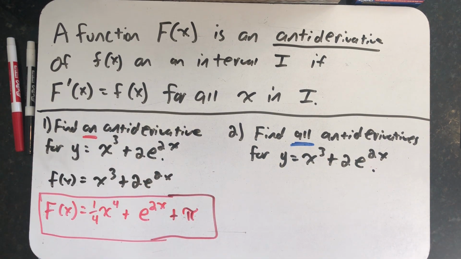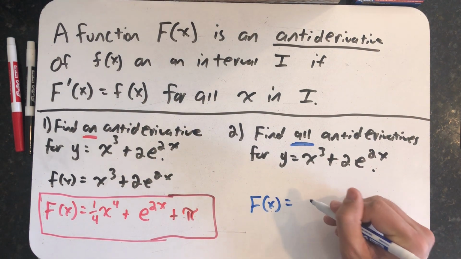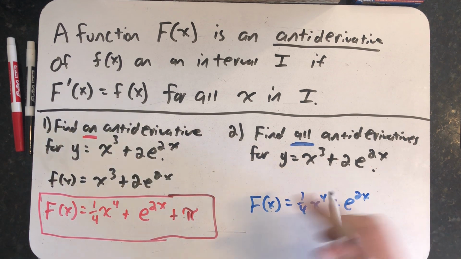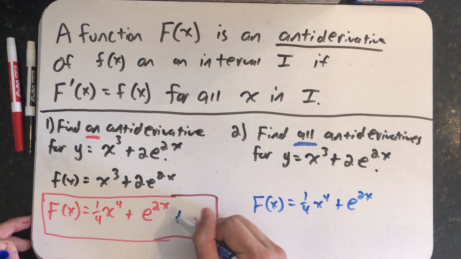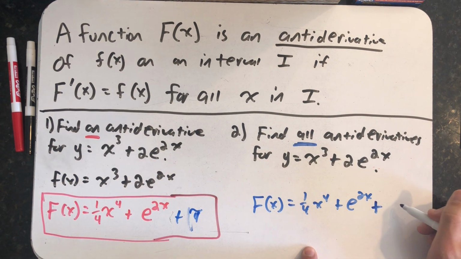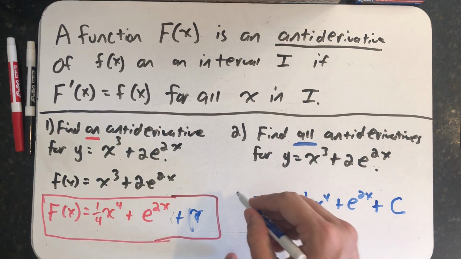All right, for contrast, the instructions change slightly. Instead of finding an antiderivative, I'm asked to find all antiderivatives. So over here, I would have to tell you that it starts off exactly the same, but instead of not adding anything, or adding 1, or adding pi, I have to tell my reader that all of the antiderivatives follow this format. That's 1/4 x to the fourth plus e to the 2x plus some constant c.